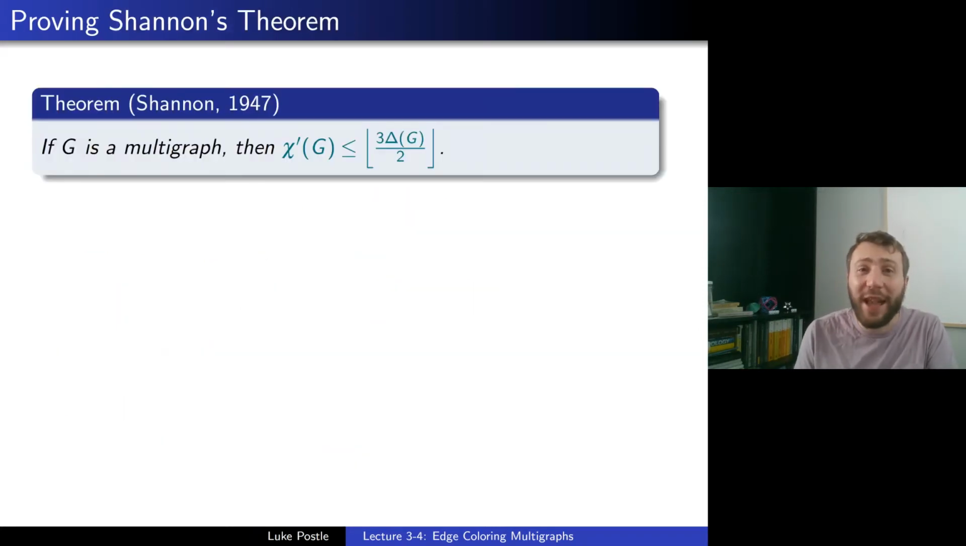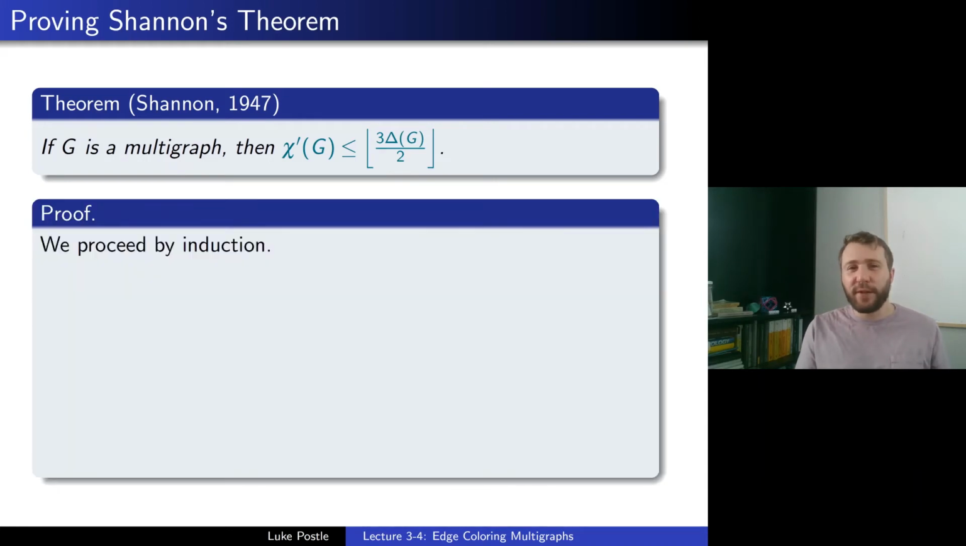So then what about Shannon's theorem? Well, we can actually just go ahead and derive Shannon's theorem from this multiplicity version of Vizing's theorem. How does it go? Well, we have to show that if G is a multigraph, then chi prime of G is at most 3 delta over 2. So, proof: we're going to proceed by induction.